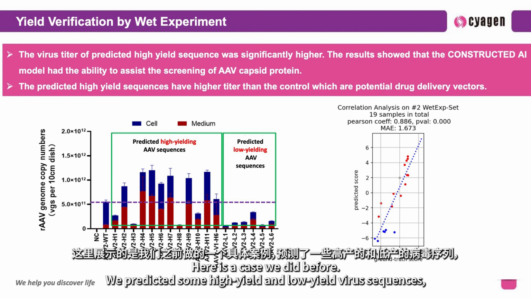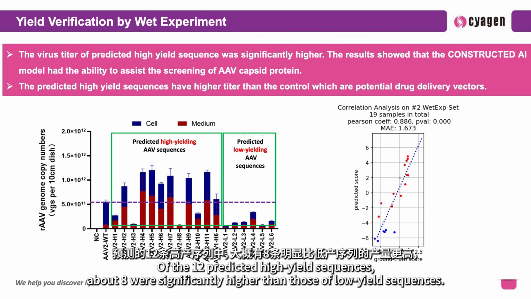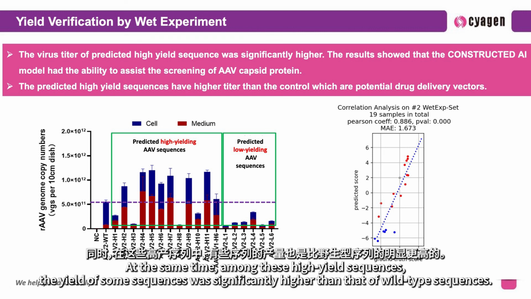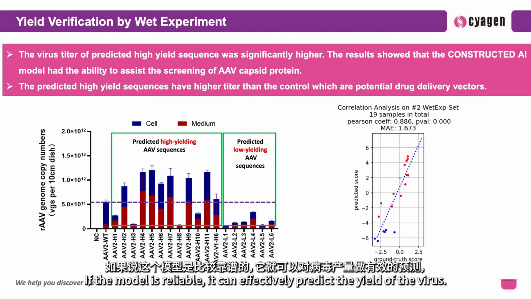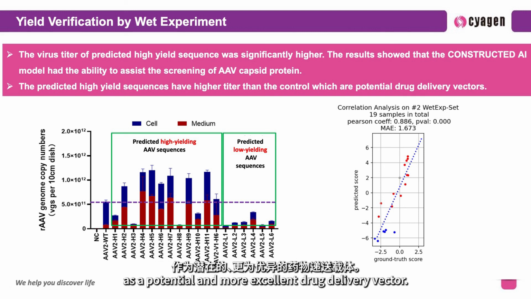Here is a case we did before. We predicted some high-yield and low-yield virus sequences, then packaged the viruses individually to verify the titer results of virus yield. Of the 12 predicted high-yield sequences, about 8 were significantly higher than those of low-yield sequences. At the same time, among these high-yield sequences, the yield of some sequences was significantly higher than that of wild-type sequences. If the model is reliable, it can effectively predict the yield of the virus. Thus, we can find some better vectors than wild-type sequences as potential and more excellent drug delivery vectors.